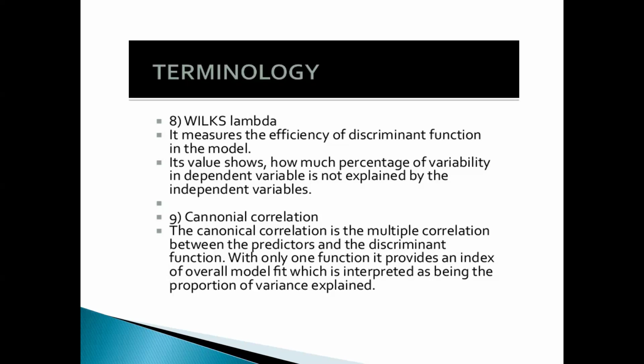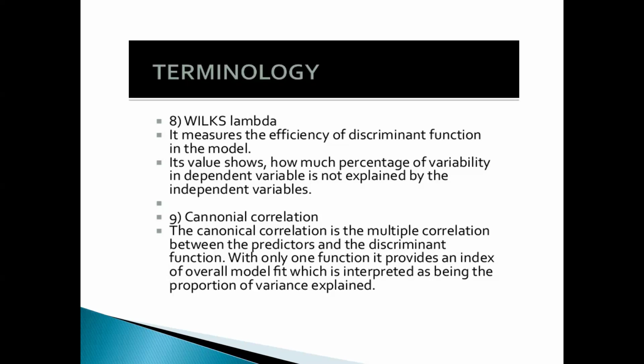The canonical correlation is the multiple correlation between the predictors, that is the explanatory variables, and the discriminant function, that is Z. So canonical correlation is nothing but the correlation between Z and x1, x2, xn, like that. Here we are just calculating the multiple correlation.